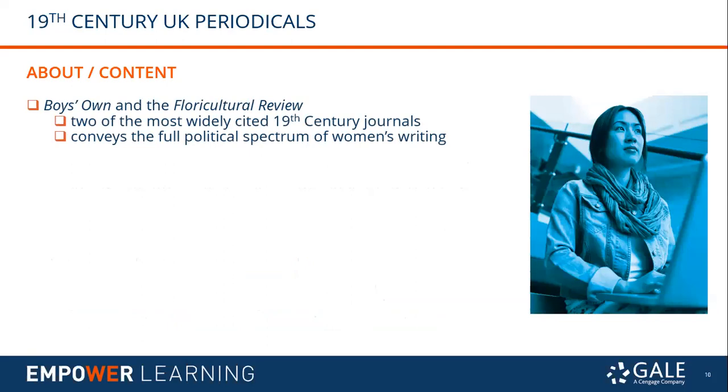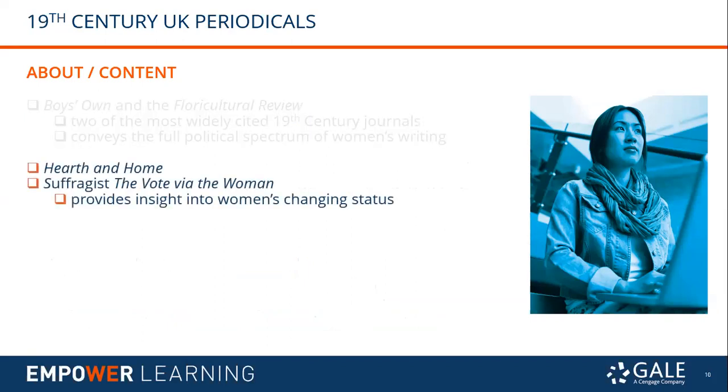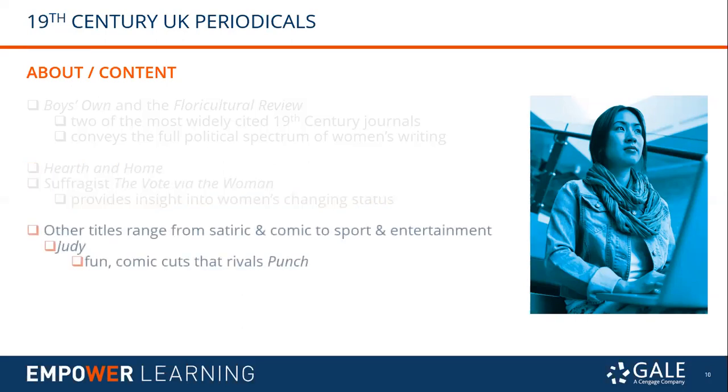A few of the more specific content, 2 publications that are widely cited in 19th century journals, Boy's Own and the Floricultural Review, if you're interested in that. So this looks at the political spectrum of women's writing. There's also Hearth and Home, and also a suffrage paper, again, looking at insight into the changing status of women. So again, remember that this part 1 looks at women, children, leisure activity. So there's quite a lot of focus on women, their roles, their status, and how that continued to change and develop in the 19th century.